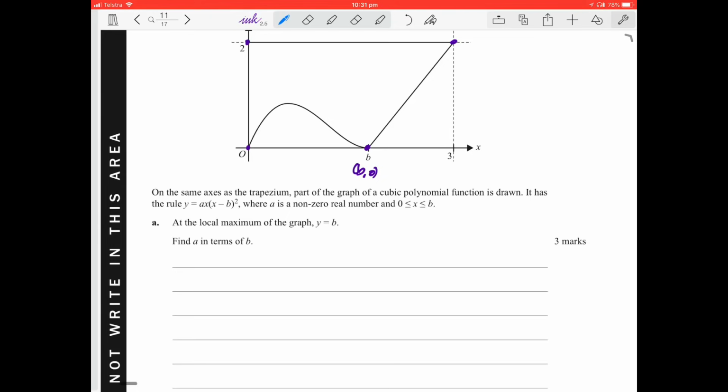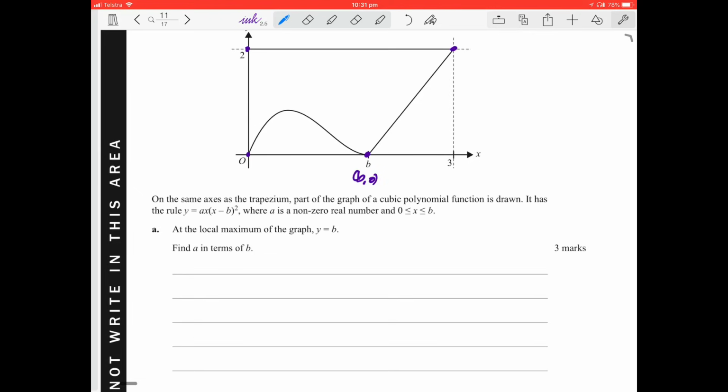So we know y is equal to ax times x squared minus 2bx plus b squared, which is ax cubed minus 2abx squared plus ab squared x. Okay, so there's a local maximum when y equals b.